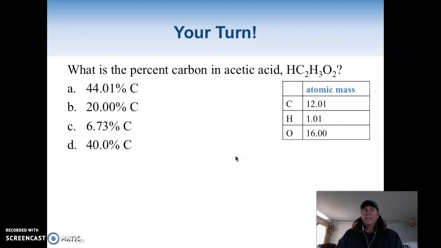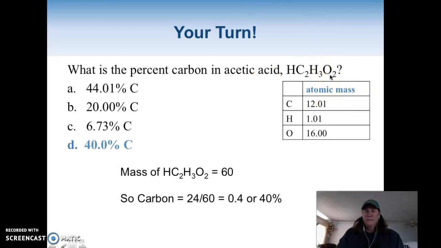Okay, so what percent of carbon is in acetic acid? Again, the first thing I'd want to do is find the mass. So the mass of acetic acid, or actually 4 hydrogen, 2 carbon, and 1 oxygen is 60. That's what it weighs, the whole thing. Then I would take carbon, which is 24, divided by 60, and I get 0.4 or 40%.